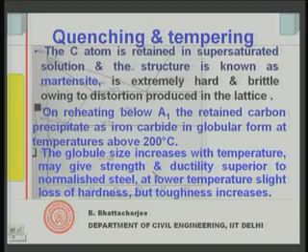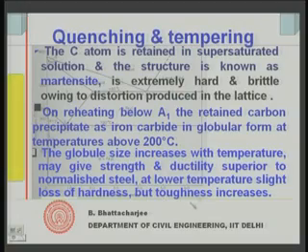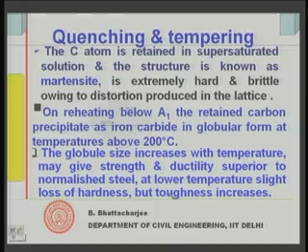And this globule size increases with temperature and may give strength and ductility superior to normalized steel. At lower temperature, there is slightly less hardness, but toughness increases. So, if I reheat it up to 200 degrees centigrade and above, the carbon which was there gets precipitated into a globular form, and that gives you higher strength. If I reheat to a slightly higher temperature, I still get higher strength, but if I do it at a slightly lower temperature, of course, I will get slightly less strength, but still it will be much higher than the normalized steel. So, that is the idea of quenching and tempering.